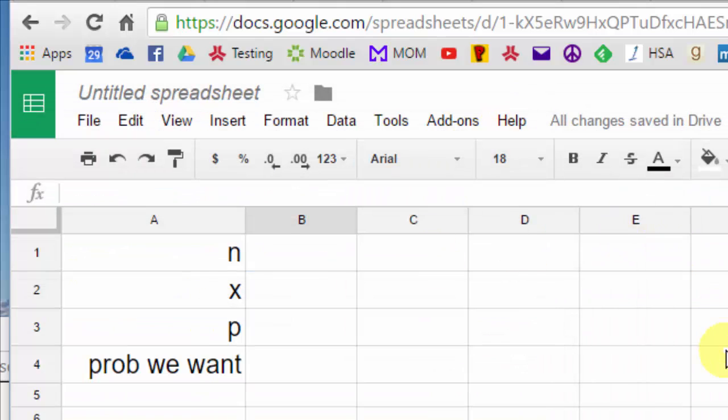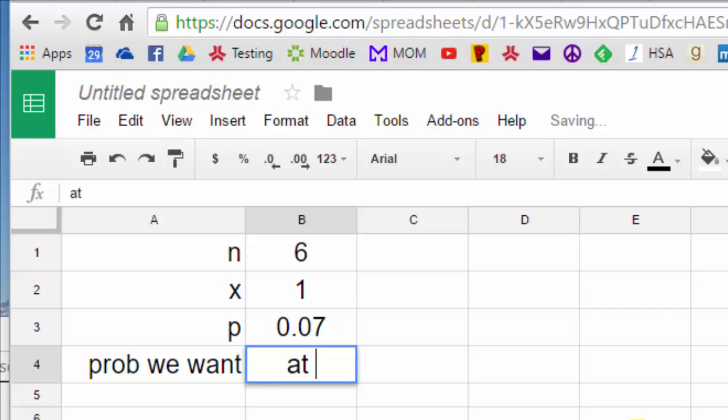Okay, so here we're choosing 6 items, so that's the N. At least 1, so I'll put 1 in for X, and we'll talk about this in a minute. And then the defect rate is 0.07. And even though it's a defect, in the language of binomial experiments, 7% is the probability of success. Okay, so the probability that we want is at least 1.